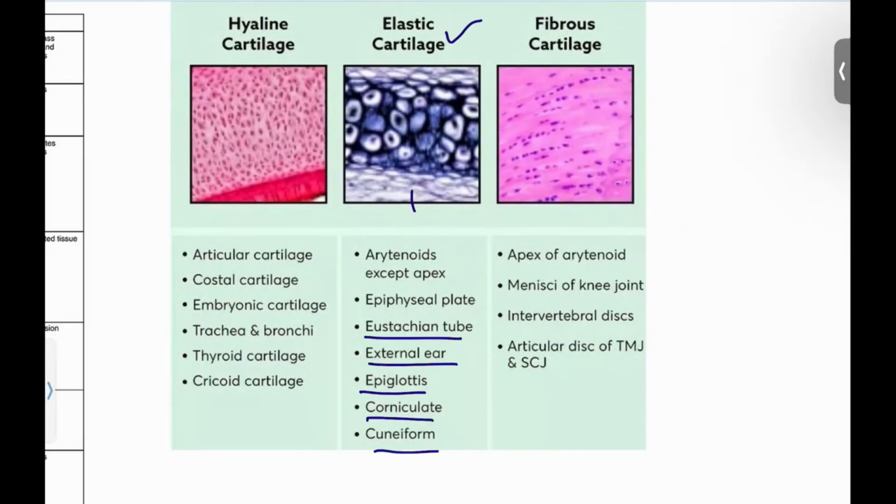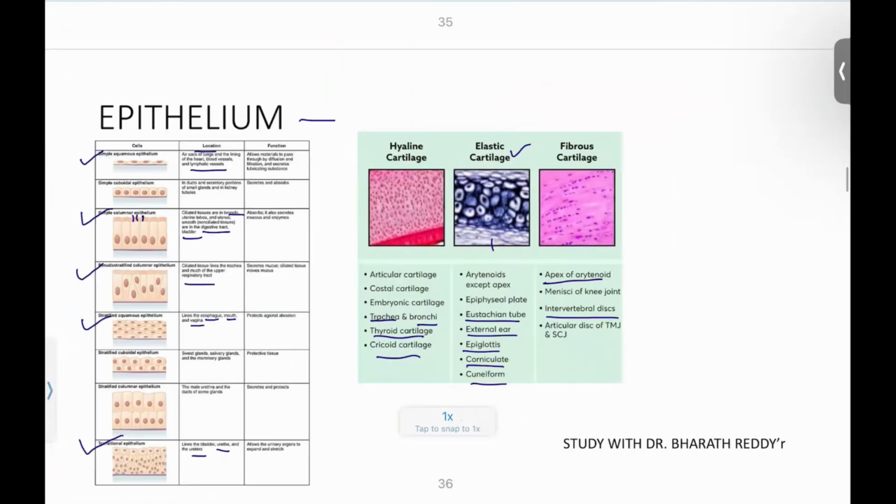the cuneiform. Whichever cartilage is inside your larynx structures, all belongs to the elastic cartilage. And the hyaline cartilage will be your trachea, bronchi, thyroid cartilage, and the cricoid cartilage. At least you have to remember the most important ones. And the fibrous cartilage will be the intervertebral disc and also the apex of the arytenoid. So these are the cartilages and their types of examples.